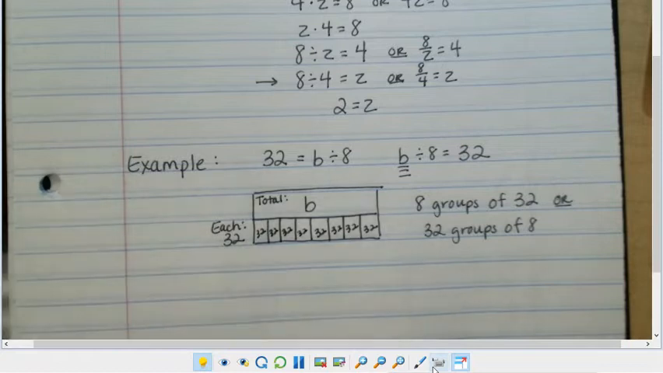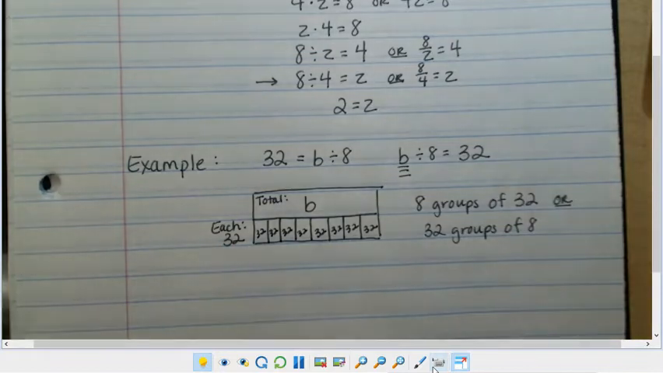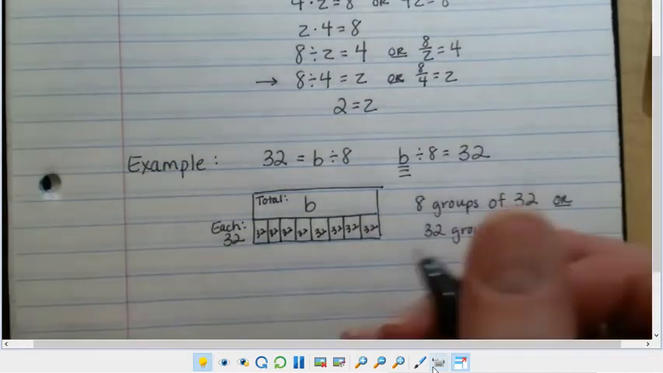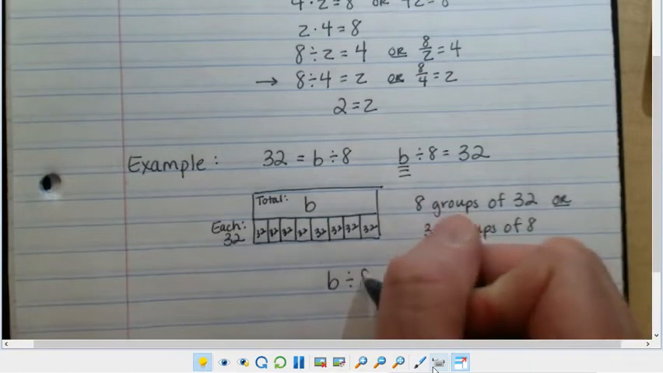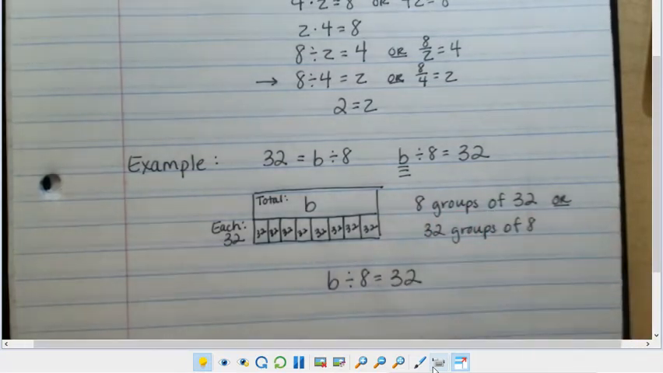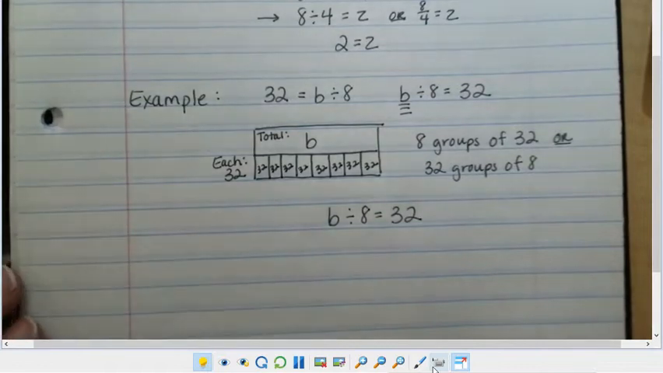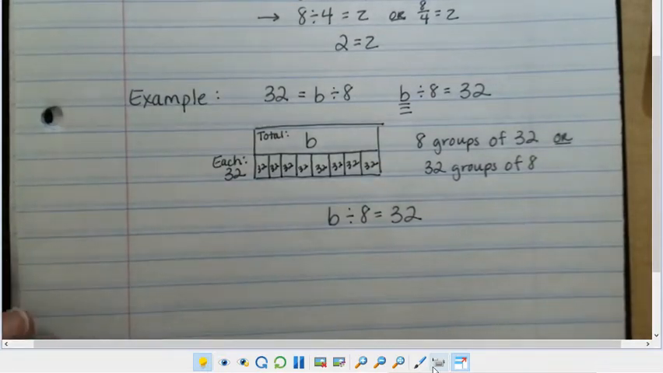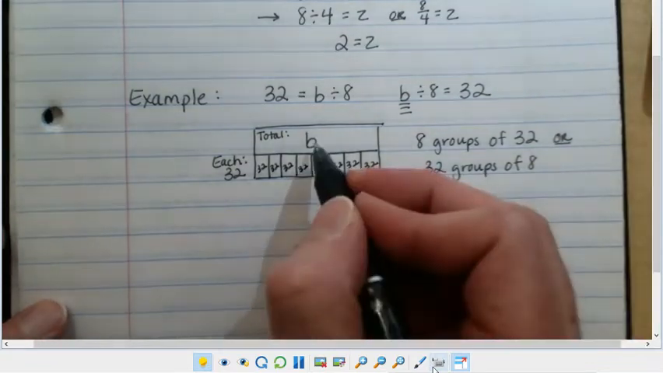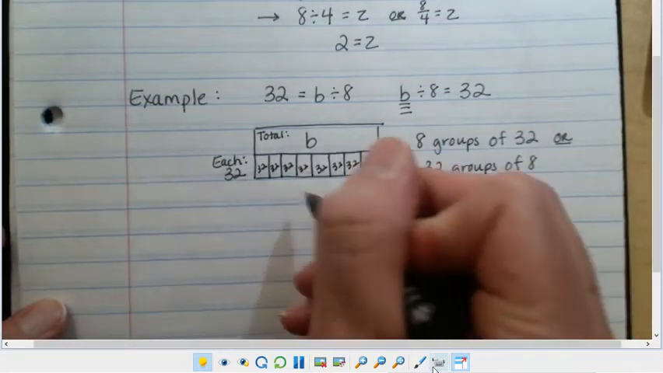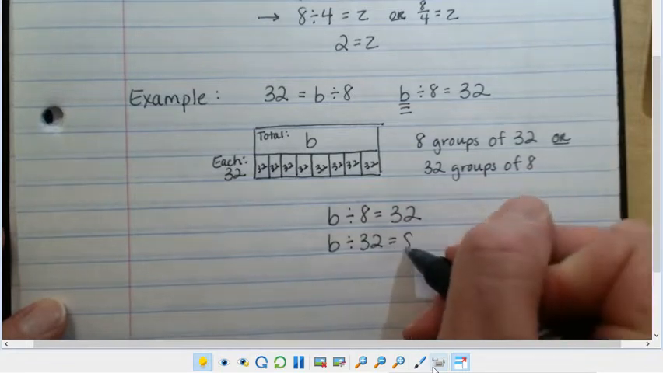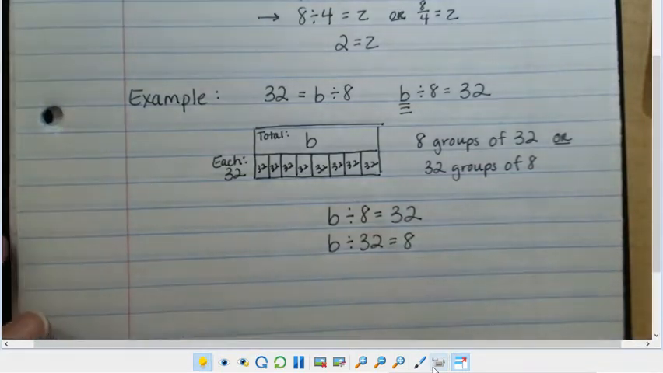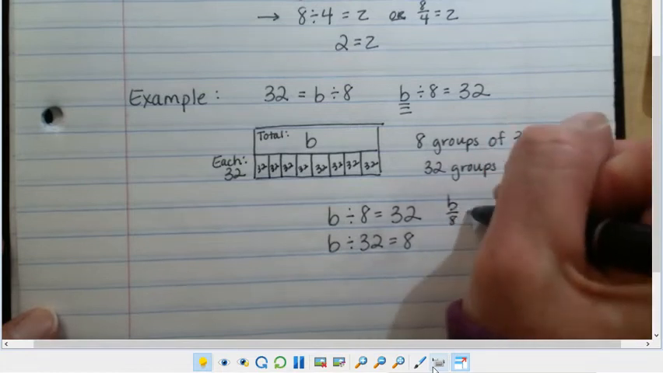Either way is fine. So then I can write my equations. So they've given us the 1. We have b divided by 8 equals 32. I could also do b, since that's my total, divided by 32 equals 8. And remember, those can also be written as fractions, so it could be like this.